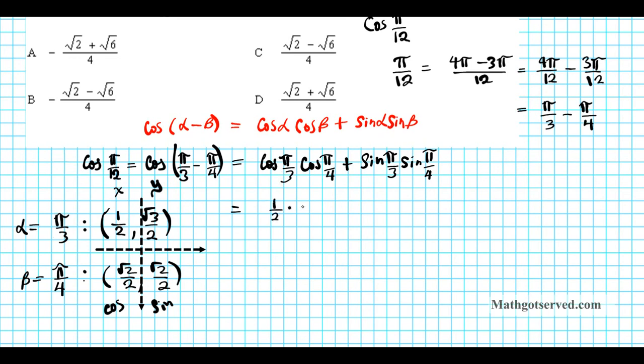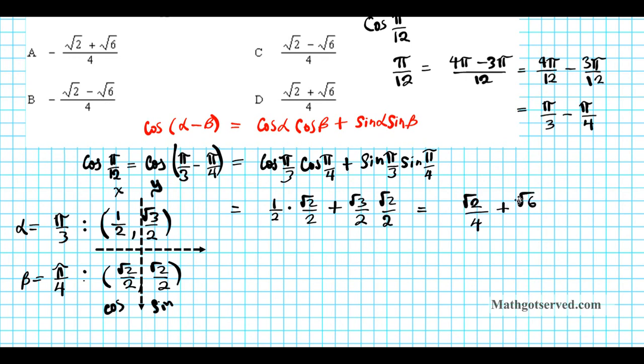Cosine pi over 4 is √2 over 2. As you can see here, cosine pi over 4 is √2 over 2, plus sine pi over 3 is √3 over 2, and sine pi over 4 is √2 over 2. If you multiply this together, you have √2 over 4 plus √6.